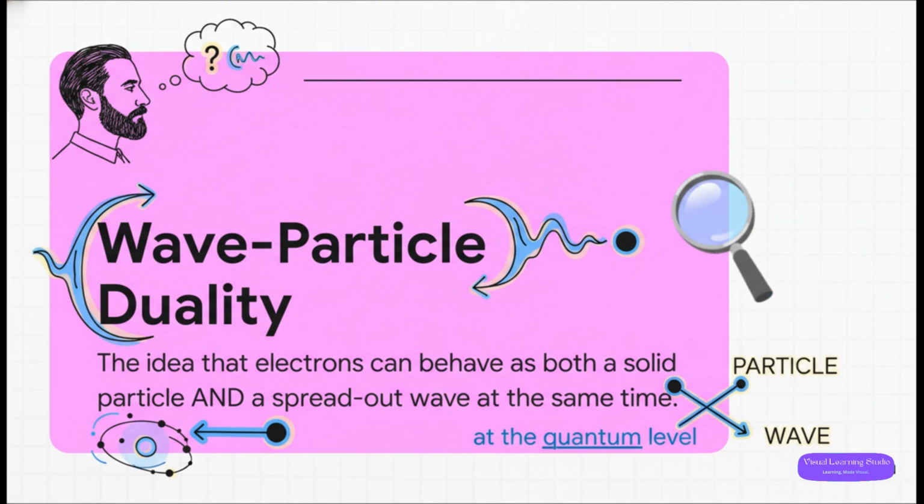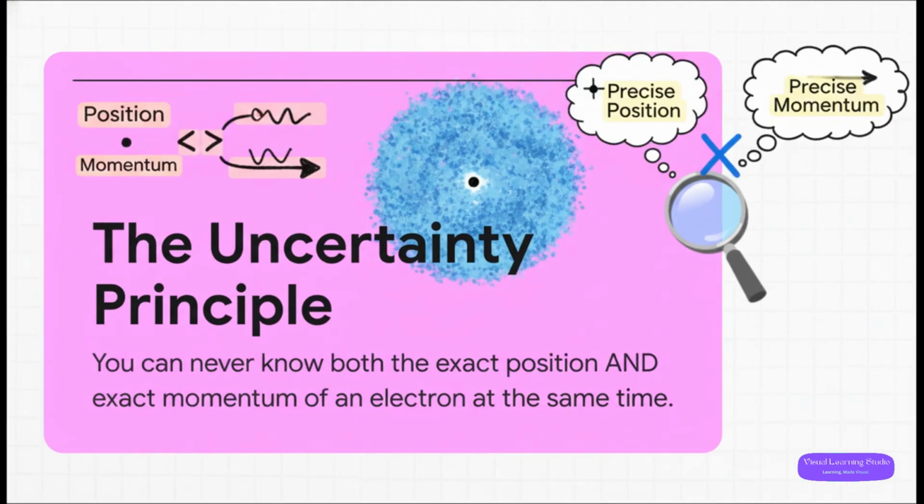De Broglie proposed that an electron isn't just a tiny particle, it's also a wave. Think about that. It can be a solid little thing in one spot and a spread-out wave of possibility at the exact same time. It's bizarre, but it's true. Then, building right on top of that, Heisenberg comes along with his famous uncertainty principle. Now, this is crucial.